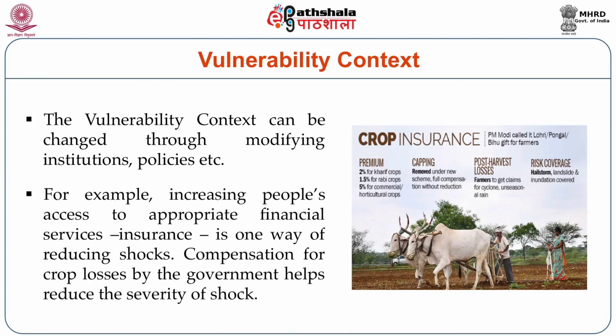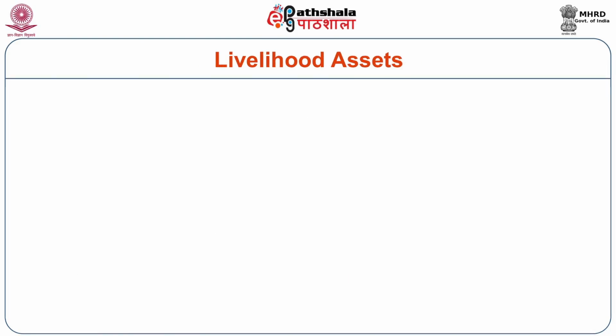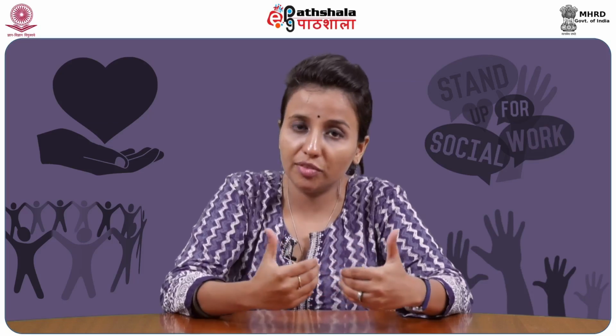For example, increasing people's access to appropriate financial services, insurance is one way of reducing shocks. Now compensations for crop loss by the government helps reduce the severity of the shock. Now let's look at the livelihood assets. What we have covered right now is the vulnerability context.